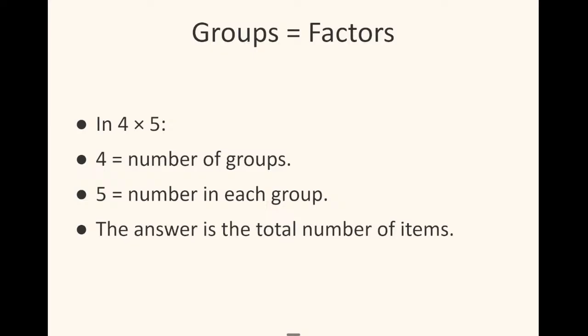In multiplication, the numbers we multiply are called factors. So in 4 times 5, 4 equals the number of groups and 5 equals the number in each group. And the answer to a multiplication problem is called a product, which is the total number of items. Multiplication always tells us groups times items in each group, which equals the total.